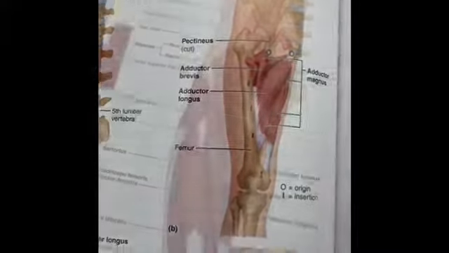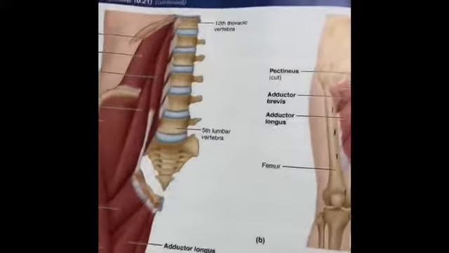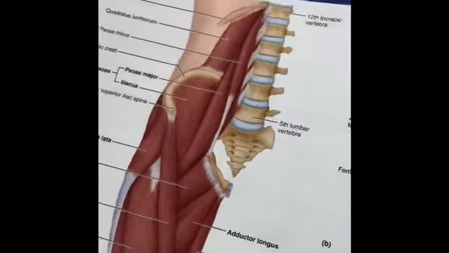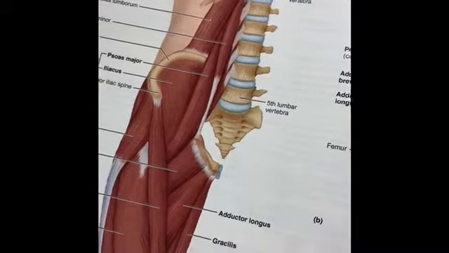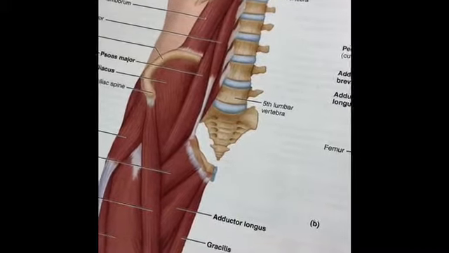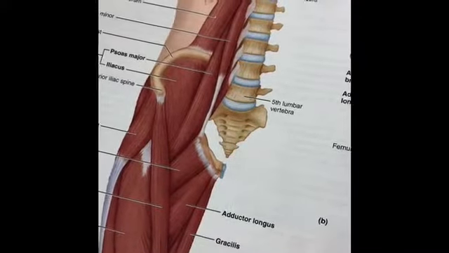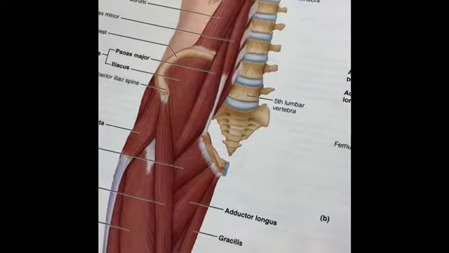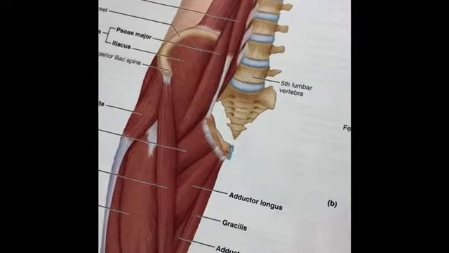The pectineus is this muscle right here, and the origin is the pubis. The insertion is from the lesser trochanter inferior to the linea aspera on the posterior aspect of femur, and the action is it adducts, flexes, and medially rotates the thigh.